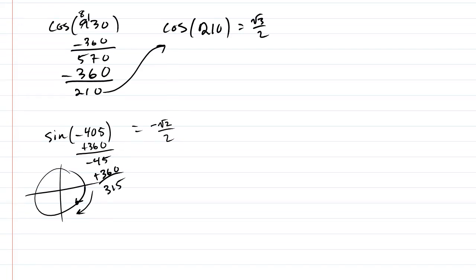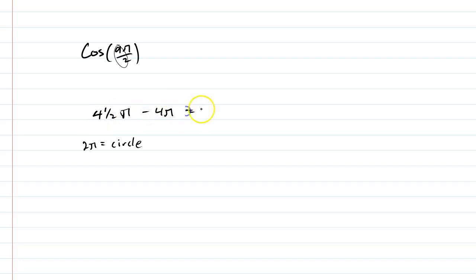Okay, one last thing. The same thing can happen to radians. So for example, cosine of 9 pi over 2. Now if you think of 9 halves, that's 4 and 1 half pi's. Remember that 2 pi is equal to 1 circle. So the question is, in 4 and a half pi's, how many 2 pi's could I take away? Well, I could take away 2 circles. And if I do, that would be 4 pi. You'd be left over with 1 half a pi.